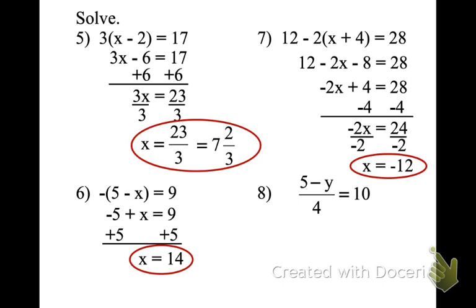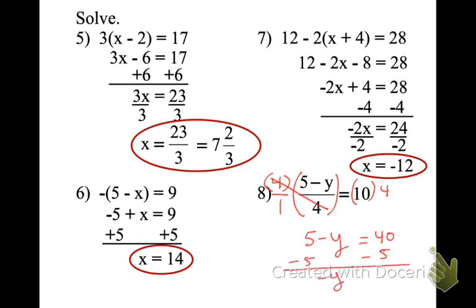Now, what's happening to the y? We have two things. I've got the 5, I have this negative I got to get rid of, and I have the 4. There's actually 3 things. So let's first get rid of that denominator. Instead of dividing by 4, what do I have to do? I'm going to multiply both sides by 4. Now over here they cross cancel. I get rid of the denominator. I'm subtracting 5. I get negative y equals 35.